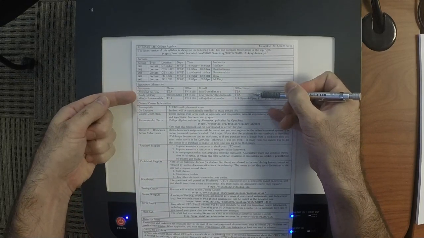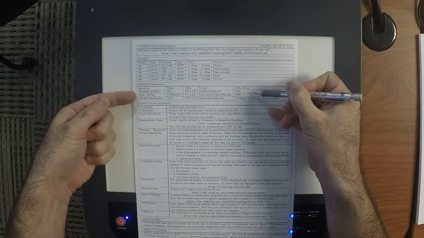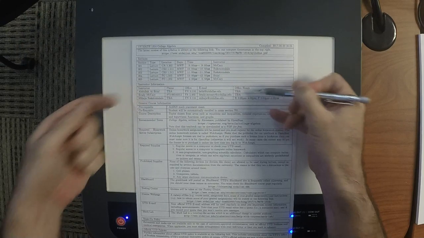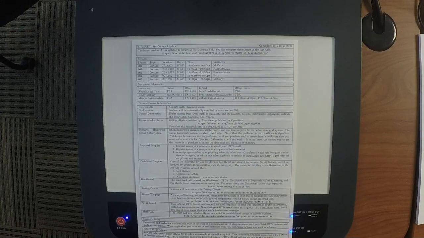This is college algebra. I'm your instructor, Dr. Brady McCary. We're going to go over the syllabus briefly. So this is me in the middle here, Brady McCary. The best way to contact me is email.